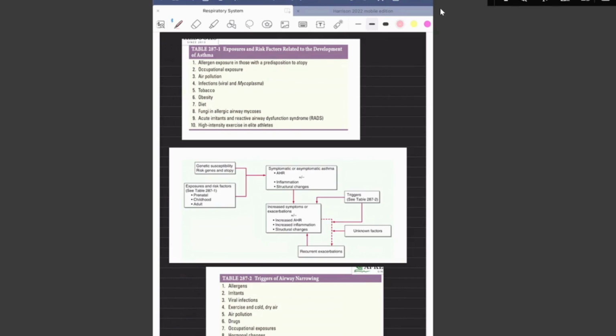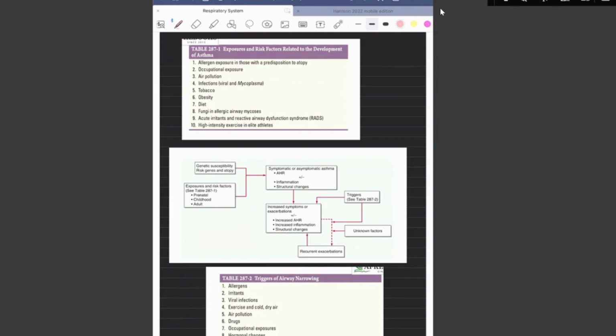The genetic susceptibility, risk genes, and atopy, along with the exposure and the risk factors seen above, cause symptomatic or asymptomatic asthma, which includes airway hyperresponsiveness with or without inflammation and structural changes. So, there are increased symptoms or exacerbation with increased airway hyperresponsiveness, increased inflammation, and structural changes. The triggers that we will see next, along with the unknown factors, cause recurrent exacerbations.